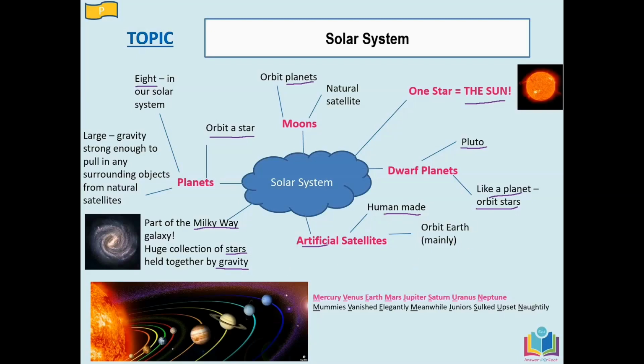Now, let's look at the order that these planets are in. So we've got our sun here. Then it goes Mercury, Venus, Earth, Mars, Jupiter, Saturn, Uranus, Neptune. There are only 8 of them. So you can come up with any rhyme to remember this. I've just come up with one at random. It is mummies vanished elegantly. Meanwhile, juniors sulked, upset, naughtily. You come up with your own, see if it helps you out.